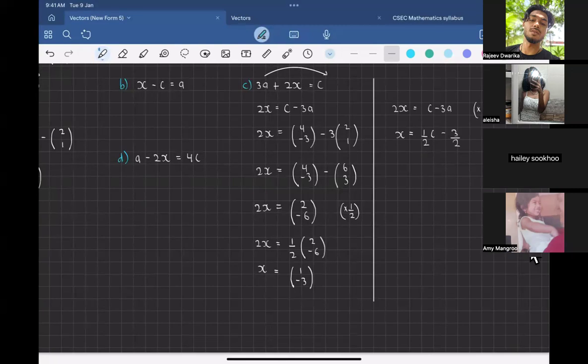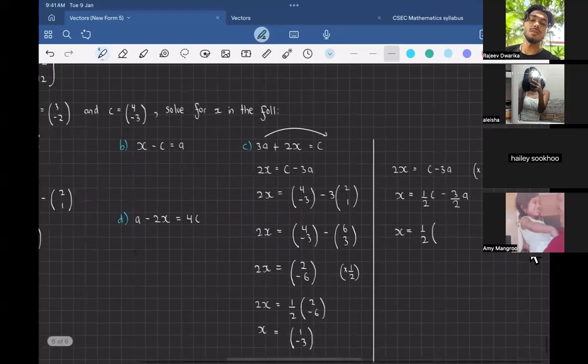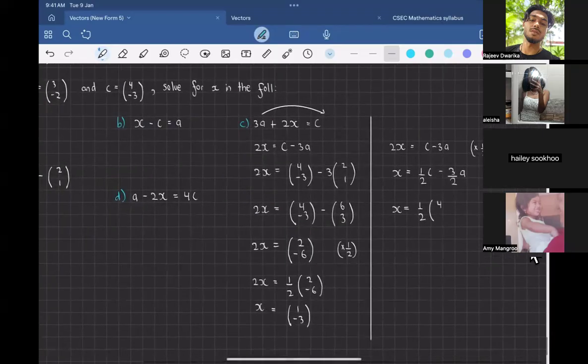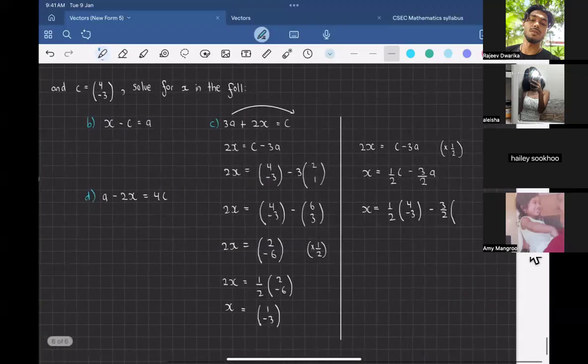Joke. So you could have done it like this, right? And then you could plug it in. So that'll be half of c. C was (4, -3), minus 3 over 2. And a was (2, 1).